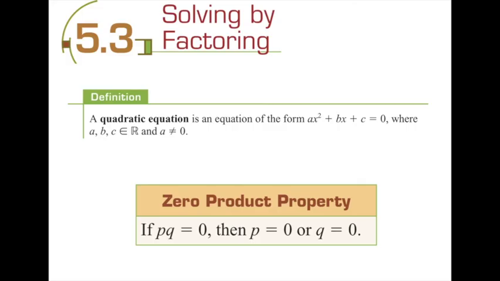Zero product property. You already know this rule. You just may not have called it this. Anything times 0 equals 0. So if you have two numbers multiplied together and their product equals 0, this rule says at least one of them has to be a 0. That's the only way you can multiply and get 0 as your answer. All right. And so we're going to use this to solve these equations.